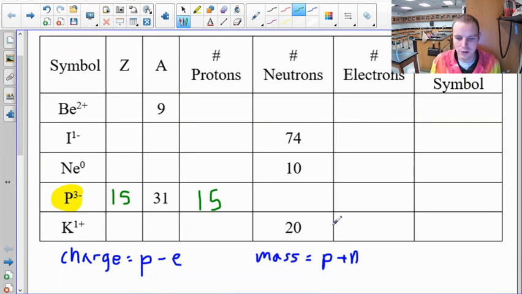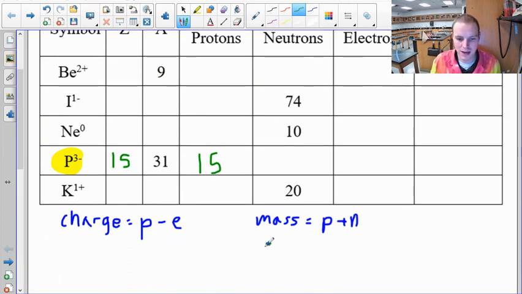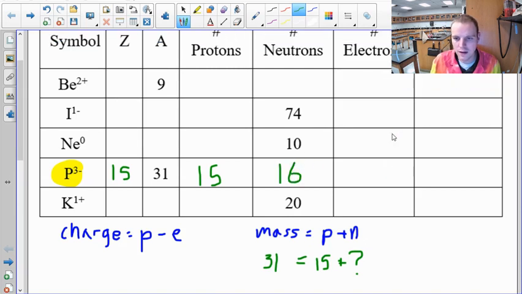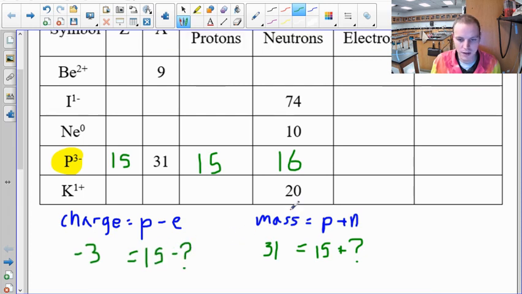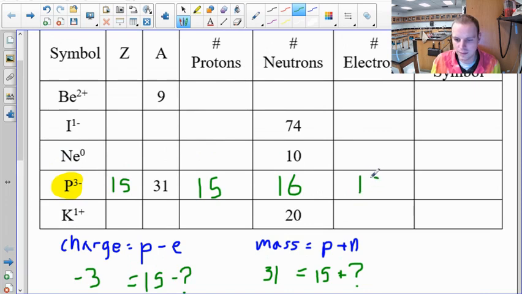Well, the mass is equal to protons plus neutrons. This particular phosphorus has a mass of 31. All phosphorus have 15 protons. So 15 plus what equals 31? Well, that would be 16. How many electrons are we talking about here? Well, charge, in this case, is -3. I know that I have 15 protons. So 15 minus what equals -3? That would be 18.